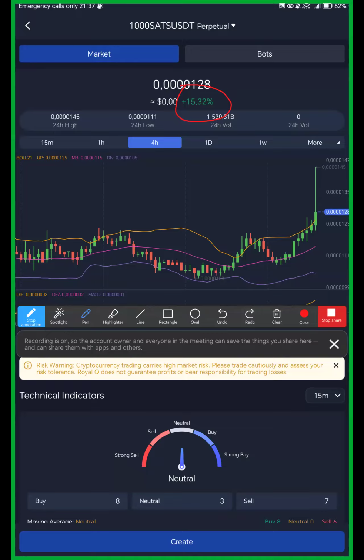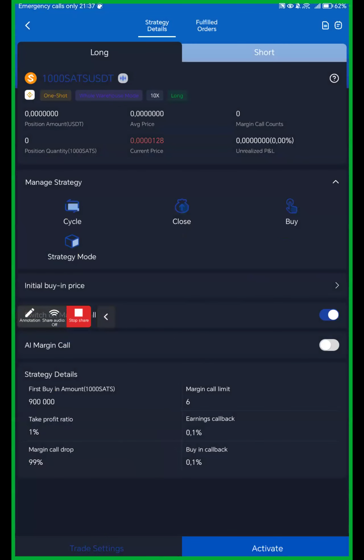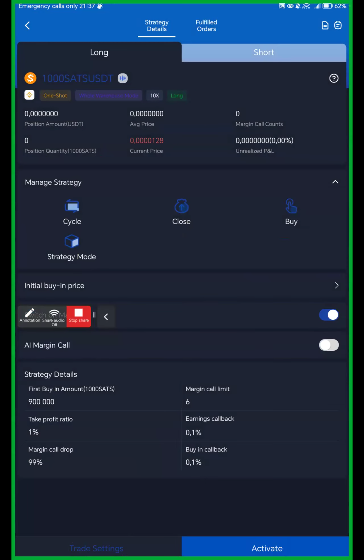So let's come here and finish it up. We want to do futures trading now. Okay, so here we are. We're going to still tap on create. As you can see here, we tap on create. Then we tap I understand. Then we tap on trade setting as usual. This is our trade setting section over here. Okay, then we tap trade setting.